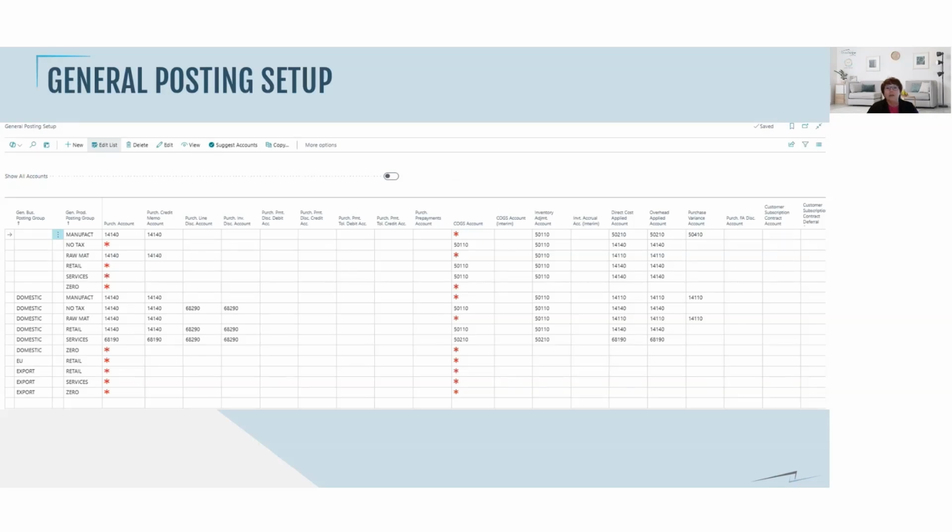And so in looking at that general posting group, I've just scrolled over further. There are additional pages, or rather columns, on this page. This also gets into the interim accounts. So interim accounts come into play when you're looking at what are the transactions that are the intermediaries.